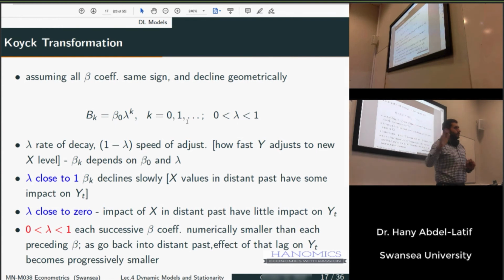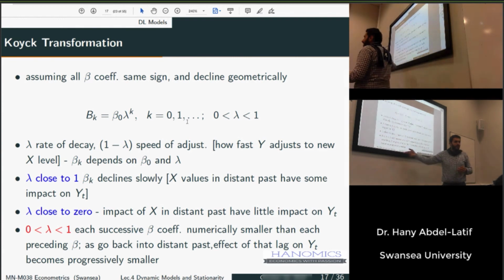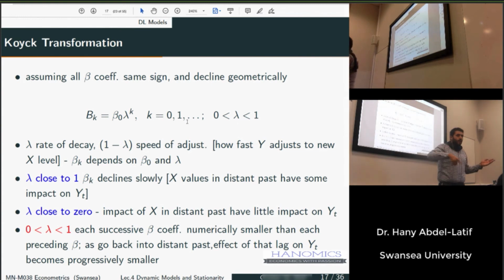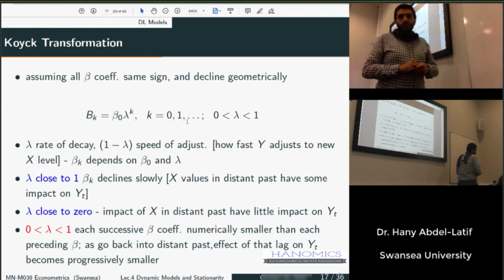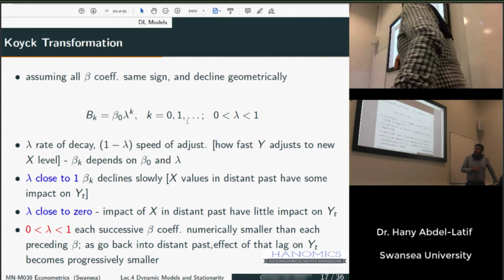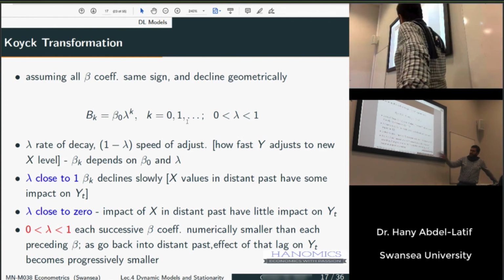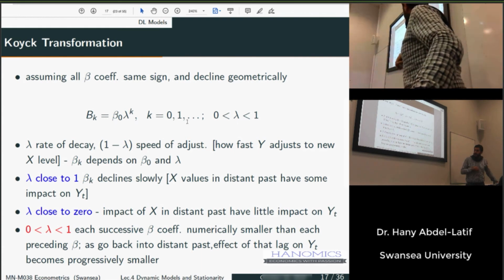So if we talk about consumption and income in a time series context, or the same example we gave now, when we talk about unemployment rate and growth rate, okay? How fast the unemployment rate adjusts to the growth rate, or changes in or new levels of growth rates. So that's exactly what we said. So this should be smaller as you go back in time.